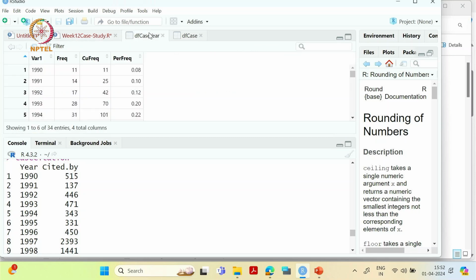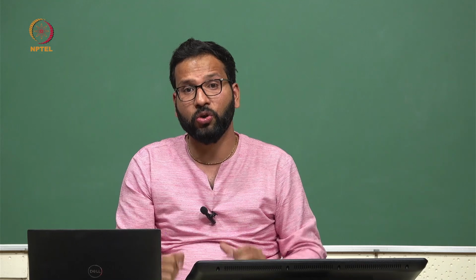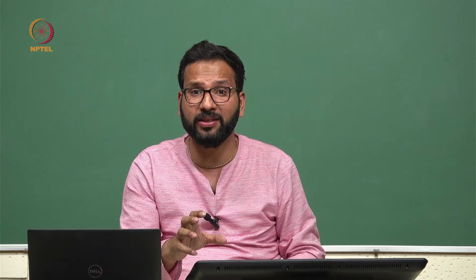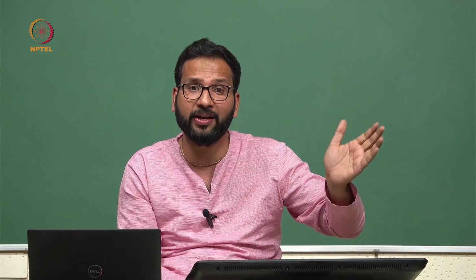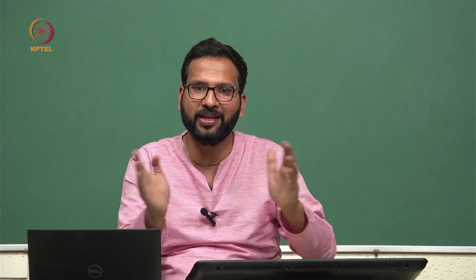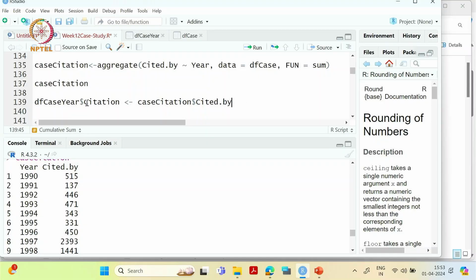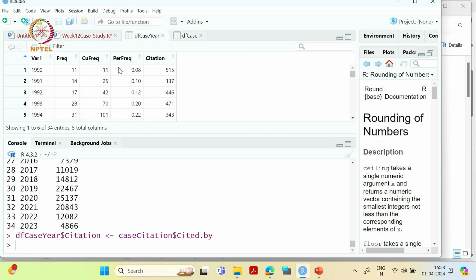Now this analysis is done. We need to present this citation distribution in our earlier year and publication distribution, so that we can present the table in a good way. So this is our df case year data, under which we are declaring a new column, citation, and whatever value is there for cited by, we assign to that column. If you see here, the citations have automatically come here. So now this is our tabular data.